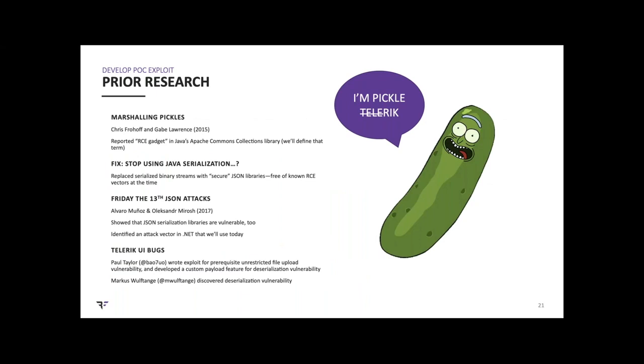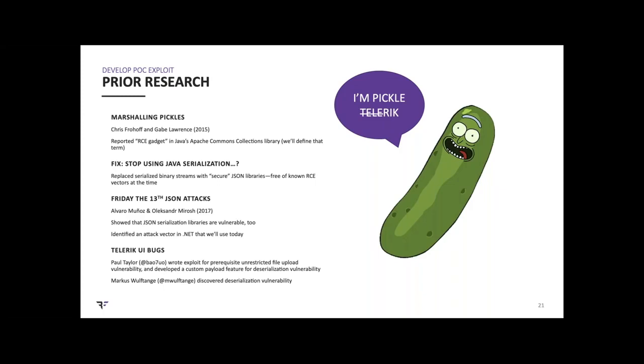There's a bit of prior research that I think you ought to be aware of if you're going to start looking at insecure deserialization vulnerabilities. A few presentations I want to point out are first, Marshalling Pickles. This was a presentation that happened in 2015, and it got the ball rolling on a lot of conversation around attacking insecure deserialization. And some of the response to this talk was like, okay, let's stop using Java deserialization and instead try to use supposedly secure JSON libraries, which at the time were free of known RCE vectors.